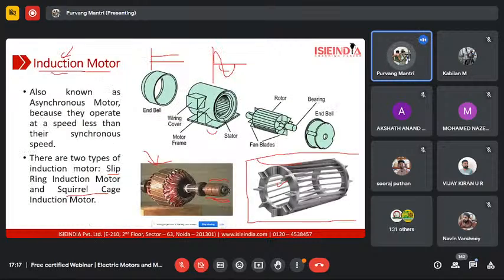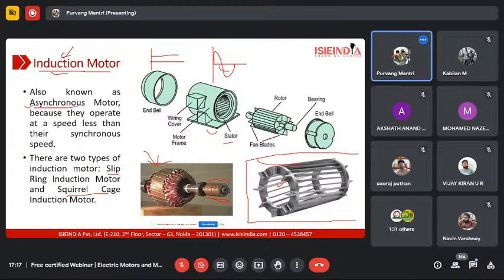Induction motors are also known as asynchronous motors. Synchronous speed is something which I would like to highlight here. Synchronous speed is the speed of the rotating magnetic field which is generated by the stator. In the squirrel cage induction motor, the rotor does not rotate at the same speed as the rotating magnetic field generated by the stator, and that's why it is known as an asynchronous motor as well.